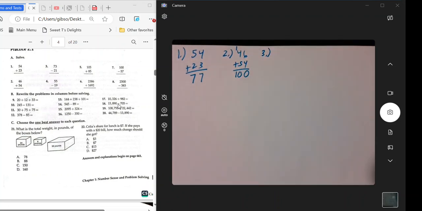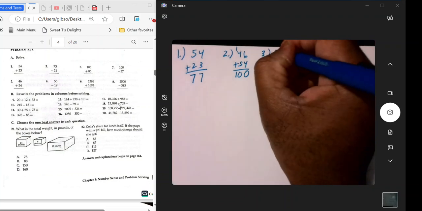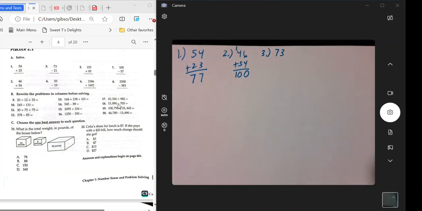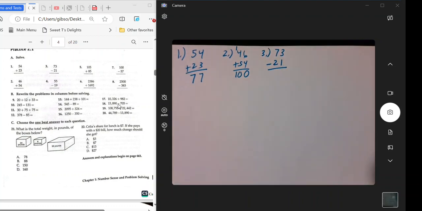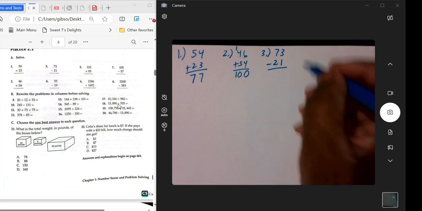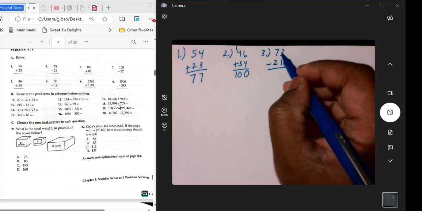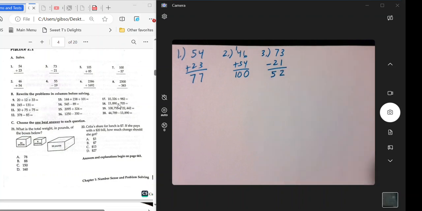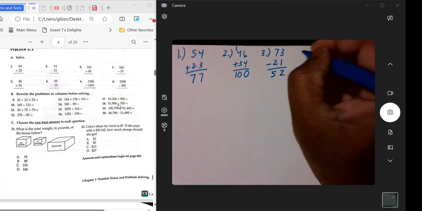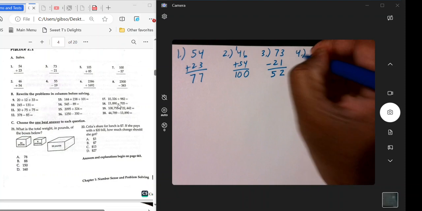Now, if you look here at problem number 3, we're dealing with subtraction. So with subtraction, we still have two-digit numbers. So we have our tens place and our ones place, minus our tens place and our ones place. So now we subtract. Start again with our ones place. 3 minus 1 is 2, and 7 minus 2 is 5. Now we go on to problem number 4.